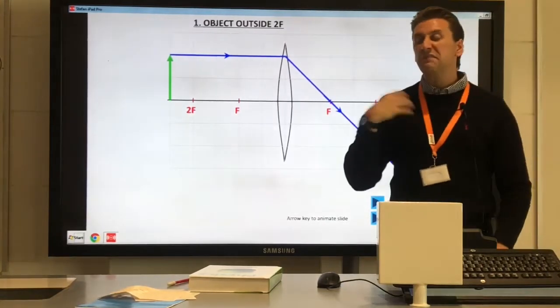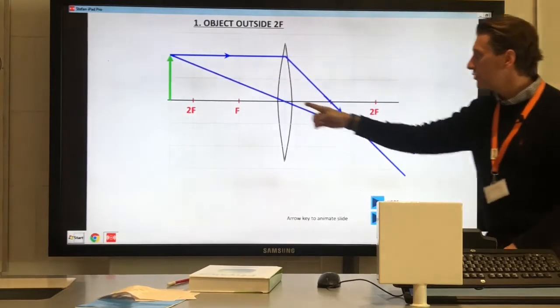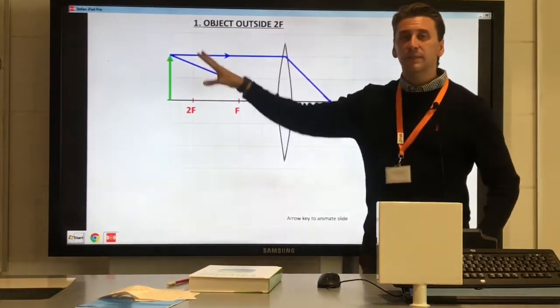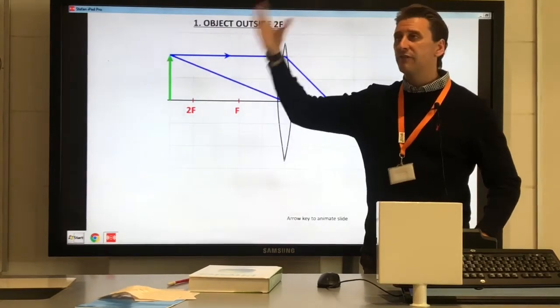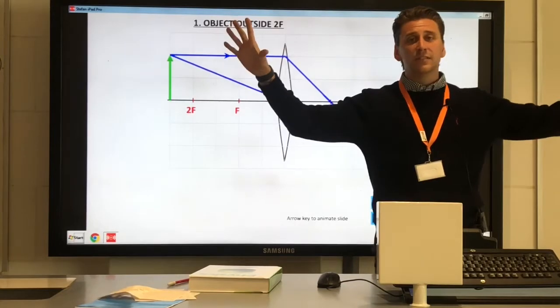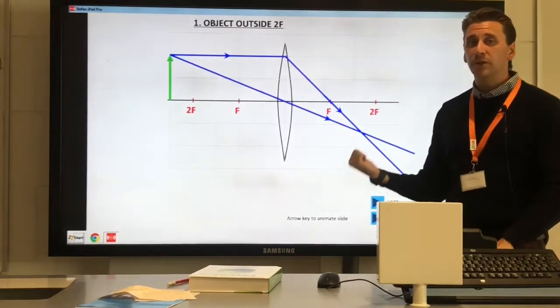Ray number 2, even easier than this one. Ray number 2 simply goes straight through the center of the lens. Okay? There are millions and millions of light rays leaving this object. Every time light hits an object, it's diffuse reflection, the light scatters off, but there are millions. I only need 2 to tell me what image will be formed.